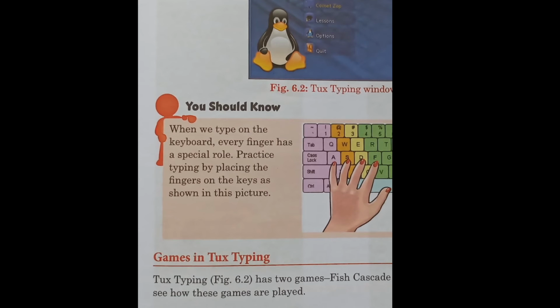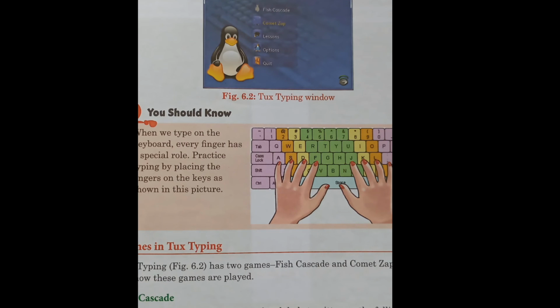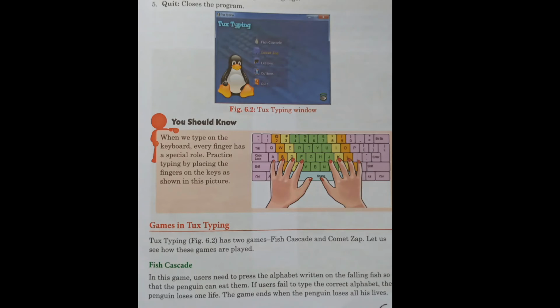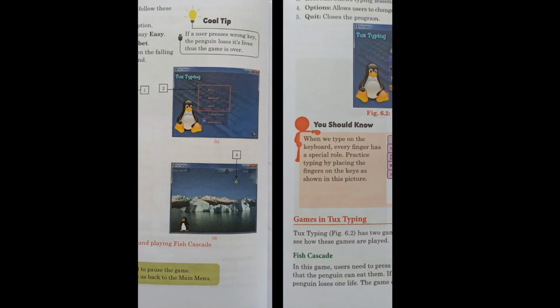Fish Cascade. In this game, users need to press the alphabet written on the falling fish so that the penguin can eat them. If users fail to type the correct alphabet, the penguin loses one life. The game ends when the penguin loses all his lives.